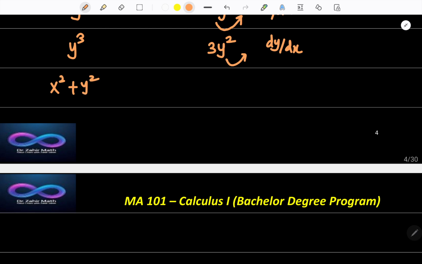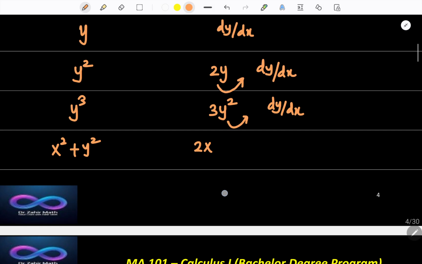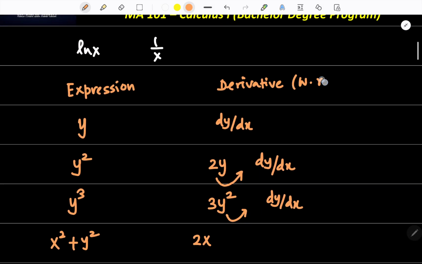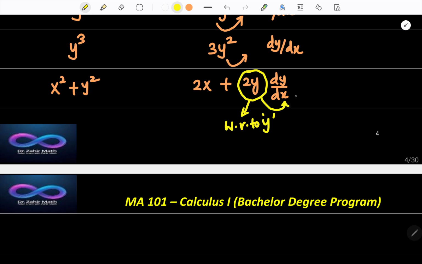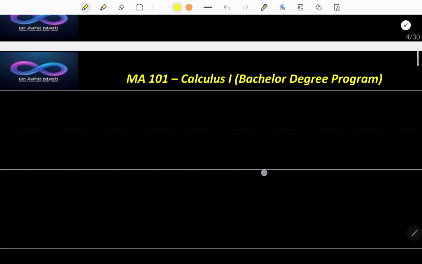Let me give you x square plus y square. What is the derivative of x square? 2x. Because why? All the derivatives are with respect to x. Okay. What about the derivative of y square? 2y dy by dx. Again I'm telling, if you do only 2y, you have done with respect to y. You have not done with respect to x. If you write this one, then only it is with respect to x. Keep in your mind. Okay. Very simple. Only the understanding is very important.